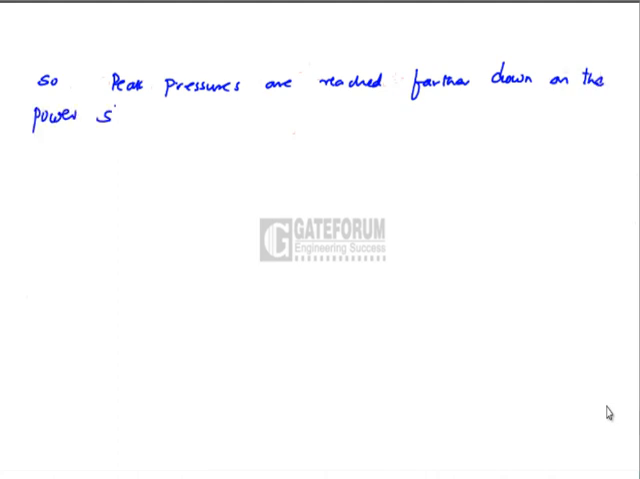So peak pressures are reached farther down on the power stroke and thus are of lower magnitude. This might reduce knocking.